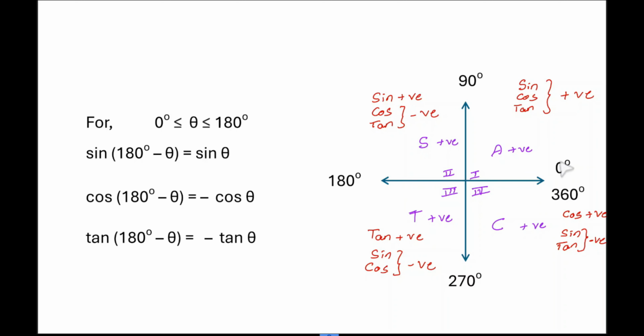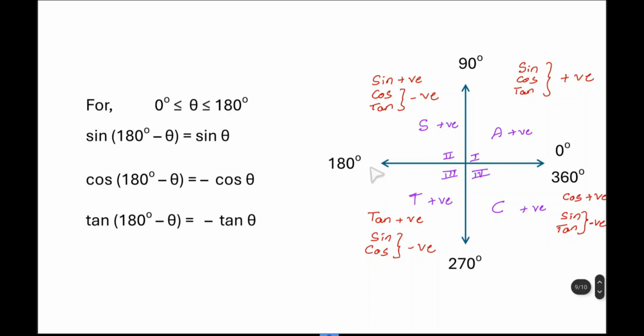For the values of theta between 0 to 90 degrees, all are positive. What do you mean by all? Sine, cos and tan. All these three are positive. When it is between 90 degrees to 180 degrees, only sine is positive. S is positive. Sine is positive. Cos and tan are negative.